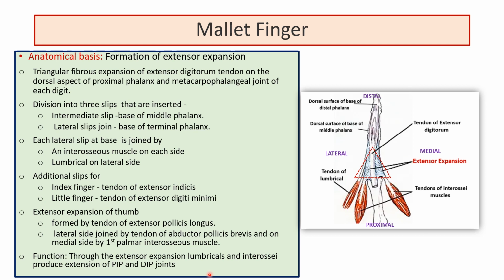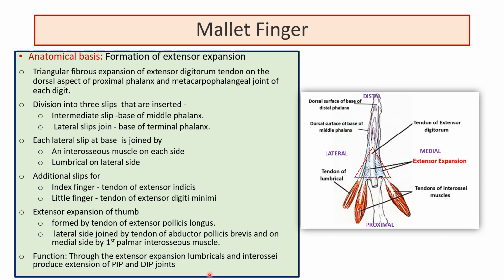To explain the anatomical basis for this condition, you should have the knowledge of formation of the extensor expansion. So what is this extensor expansion? It is a triangular fibrous expansion of the extensor digitorum tendon, which divides into 4 strips for the medial 4 fingers.